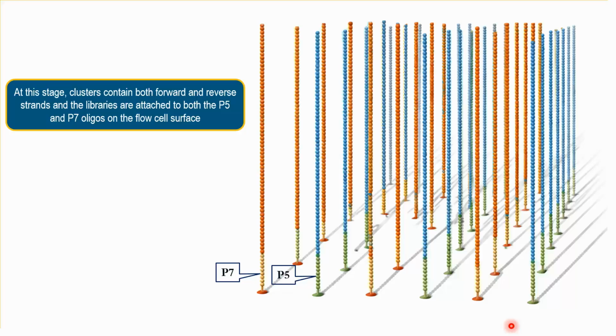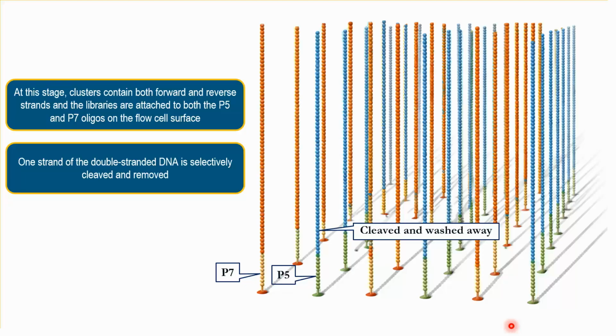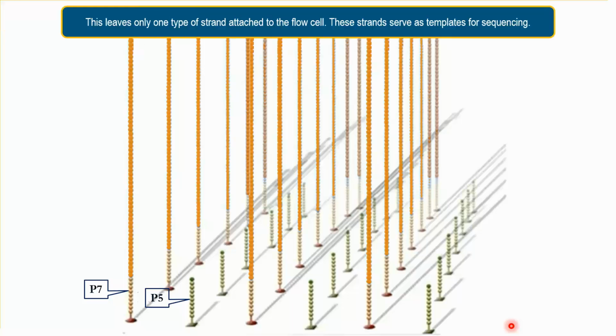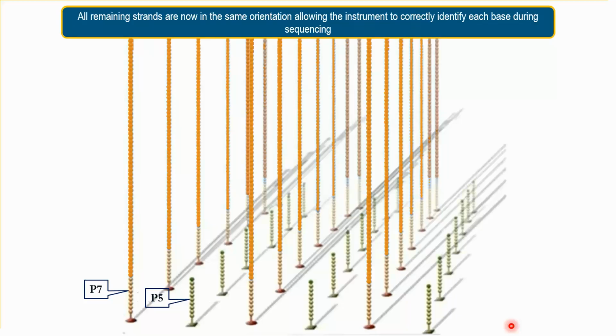So, one strand of the double-stranded DNA is selectively clipped and removed or washed away. This process is called linearization. This leaves only one type of strand attached to the flow cell. All remaining strands are now in the same orientation, allowing the instrument to correctly identify each base during sequencing.